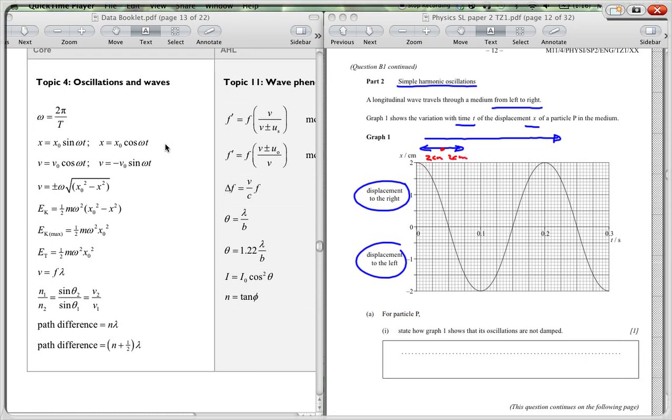State how graph 1 shows that its oscillations are not damped. Well, basically we can see that because the amplitude remains constant. That's pretty straightforward. We see here the amplitude, the maximum displacement from the equilibrium position, is 2 there, it's 2 there, it's -2 there, -2 there. So it isn't changing at all. So it's not damped.